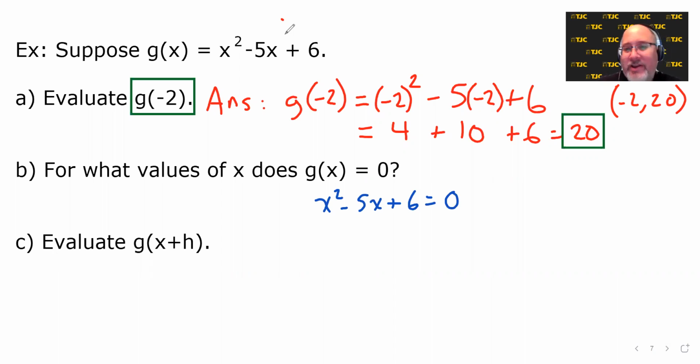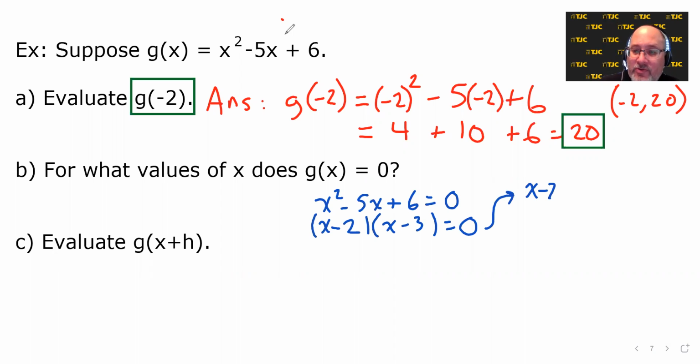But this is a quadratic equation, and we've had plenty of experience with those. You can solve it using the quadratic formula, or you can try to factor. This guy will factor into x minus 2 times x minus 3. Then you would set each factor equal to 0. x minus 2 is equal to 0. x minus 3 is equal to 0. And then solve to get x equals 2 and x equals 3.